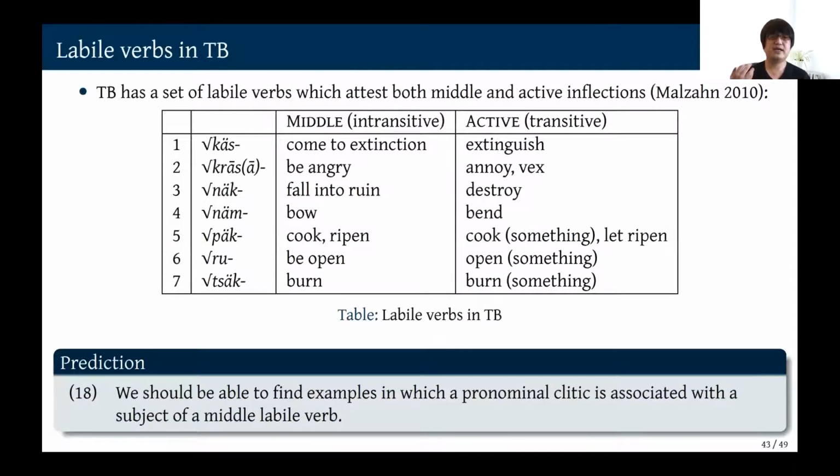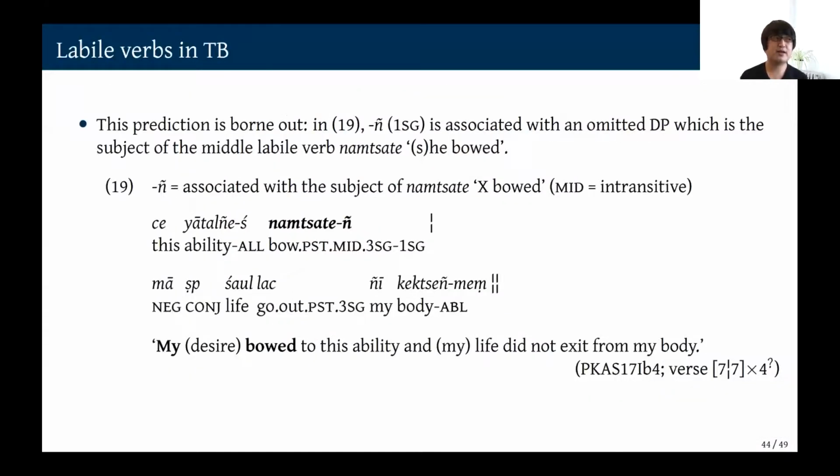And TB also has a set of labile verbs which attest both middle and active inflections, as illustrated in this table. So therefore, we can predict (18). That is, we should be able to find examples where a pronominal clitic is associated with a subject of a middle labile verb. And this prediction is borne out.